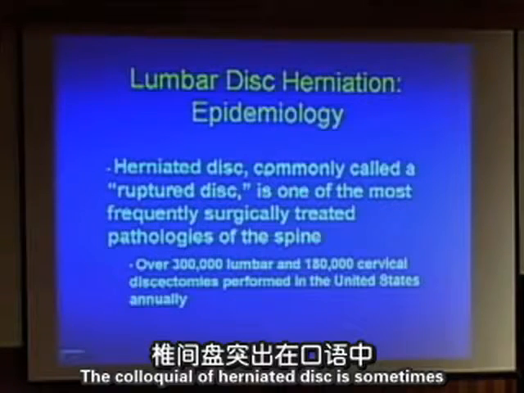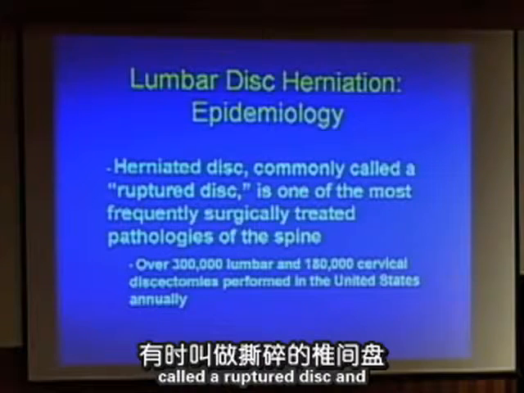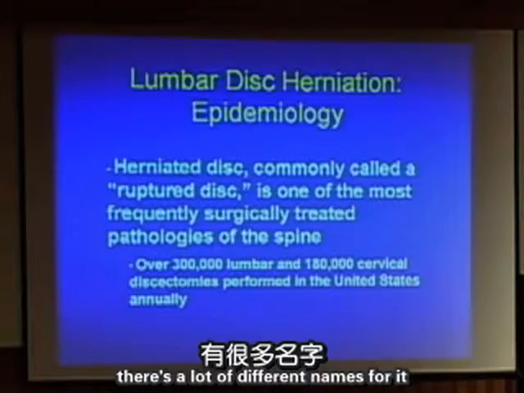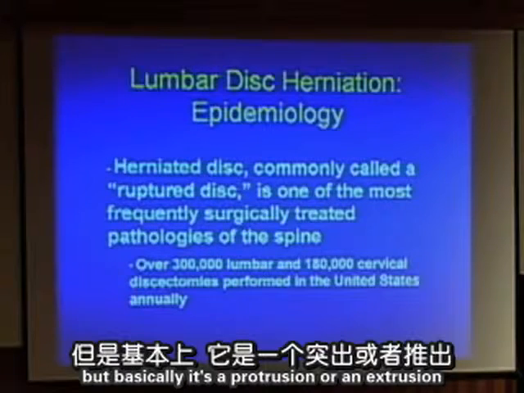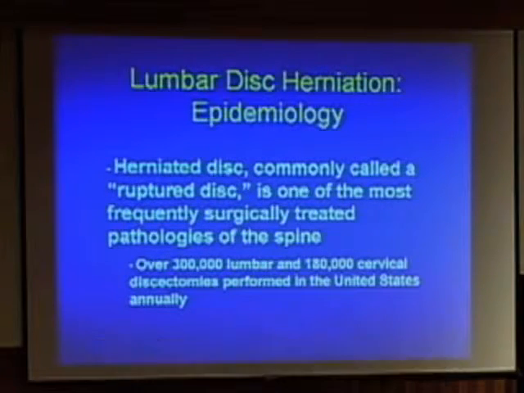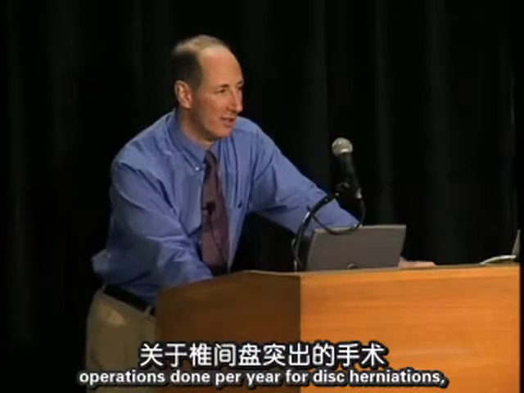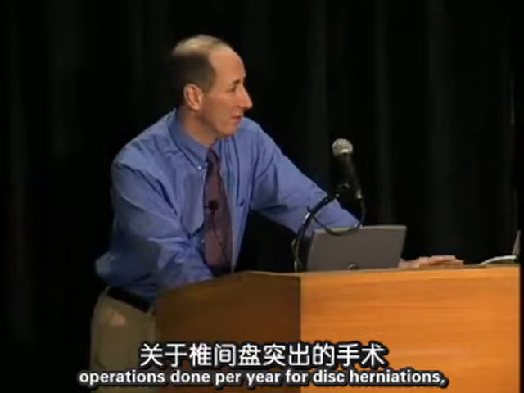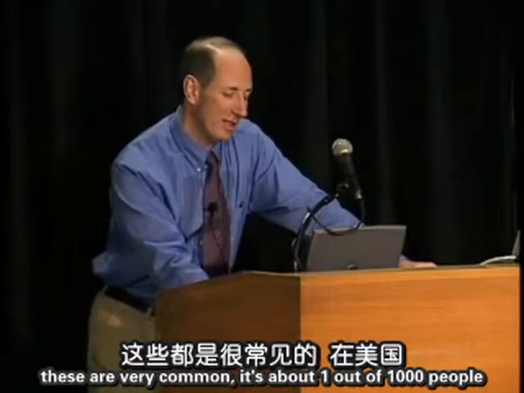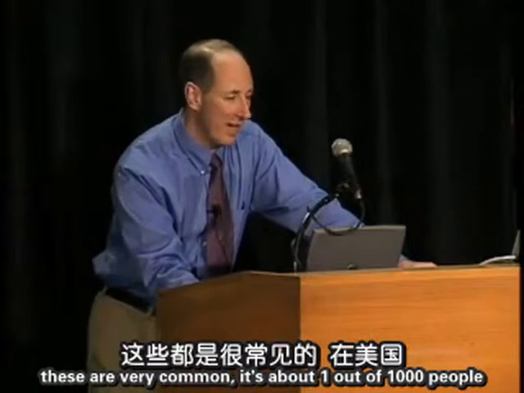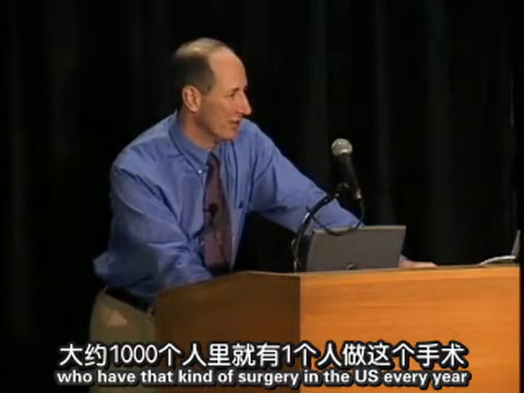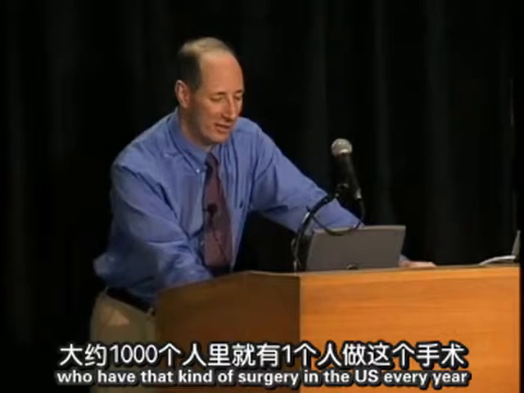The colloquial term for a herniated disc is sometimes a ruptured disc. There are a lot of different names for it. But basically, it's a protrusion or an extrusion of disc material that pushes out and leans on the nerves. In the United States, about 300,000 operations are done per year for disc herniations. This is very common. About one out of 1,000 people will have that kind of surgery in the U.S. every year.